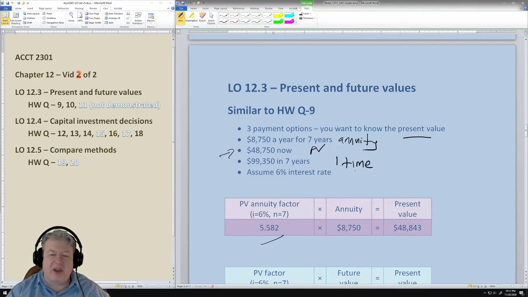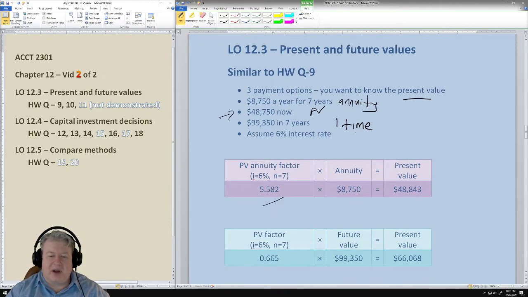In other words, I want to put these all on the same viewpoint. Having 3 different viewpoints, I can't tell which of these 3 is the best. So I'm going to either make them all present value or I'm going to make them all future value. You can go either way. In fact, we're going to do both. Assume a 6% interest rate. Okay, so we look it up. So this one is right here.